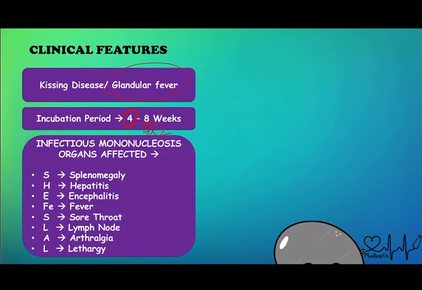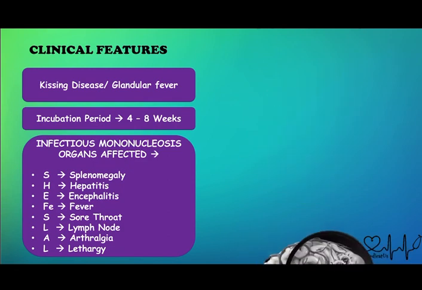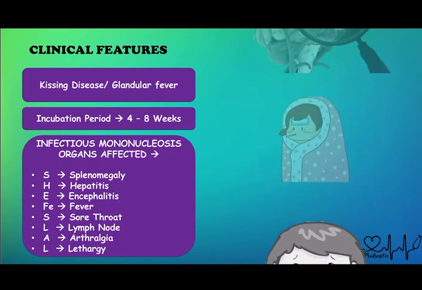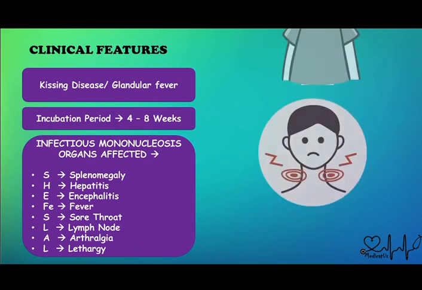It causes infectious mononucleosis. And as the name is kissing disease, the clinical features will be sore throat, lymphadenopathy, and the patient will have fever. And also, the other name is glandular fever. That means glands will be affected, like salivary gland, spleen. So the clinical features will be splenomegaly, hepatitis, encephalitis, fever, sore throat, lymph node involvement like lymphadenopathy, and the less common ones are arthralgia and lethargy.